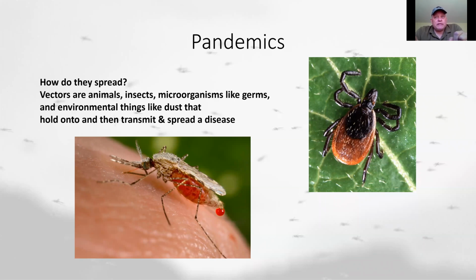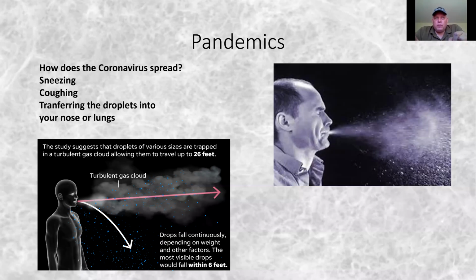But it's not always a living thing that is a vector, a method of transmitting. Sometimes it's something like dust or water that can spread a disease. So those can be the vectors. Scientists always try to figure out where the vector is, because if you can figure out how it's spreading, you can also figure out how to shut it down. So in particular, the coronavirus is spread by coughing and sneezing.